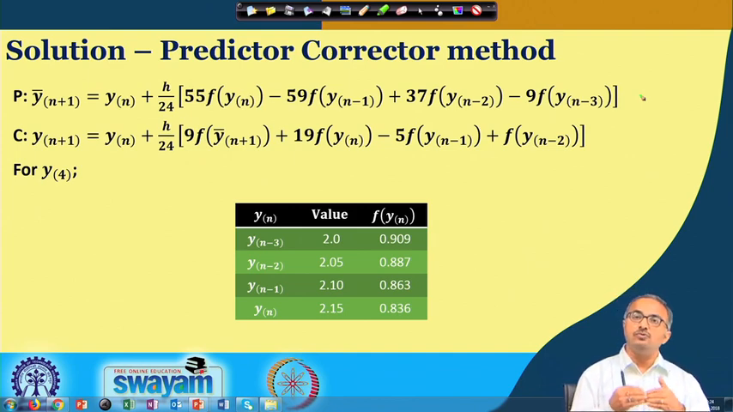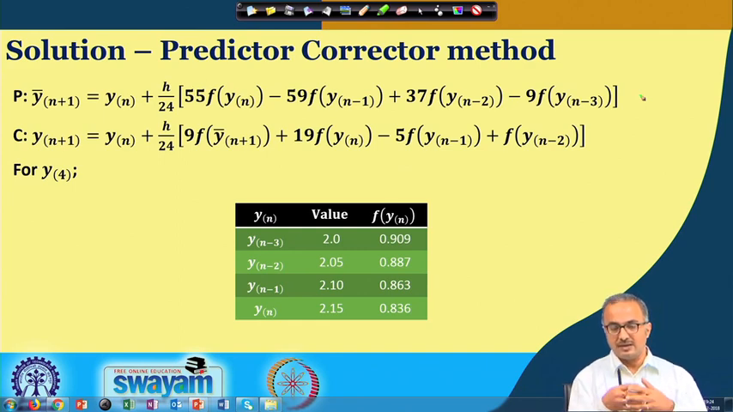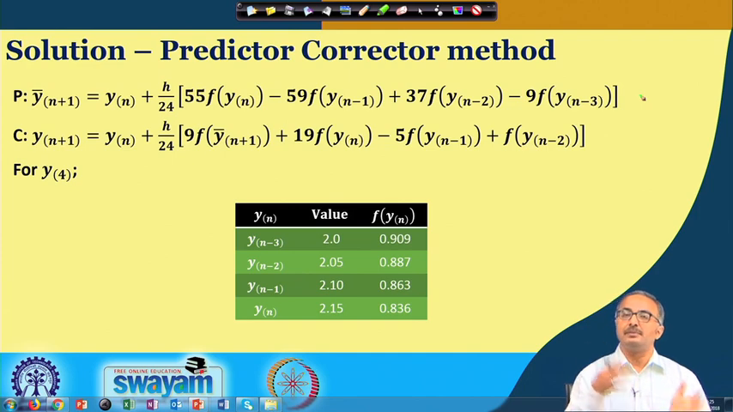That is how we say that the starting problem encountered in this kind of method may be overcome by using some other method. That means we are hybridizing the methods. That is how we apply the predictor corrector method. Here I have shown you the values of y n that are required in this particular problem.